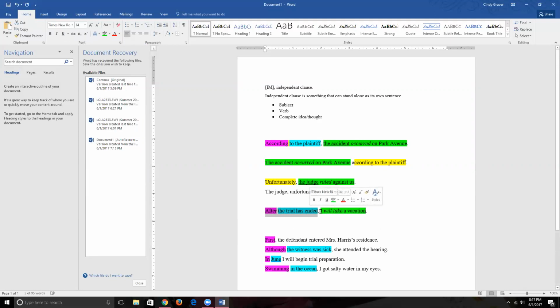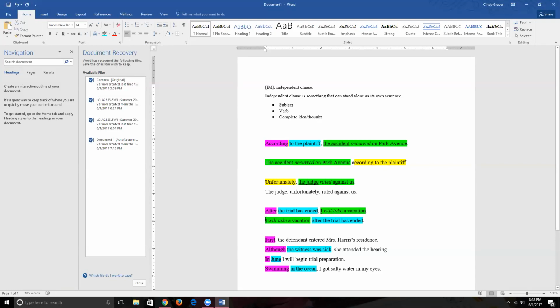But let's switch this around. Let's put: I will take a vacation after the trial has ended. In this situation, we actually don't put a comma here. It would be incorrect to have a comma under these circumstances because none of our rules provide for it. It's no longer introductory material.